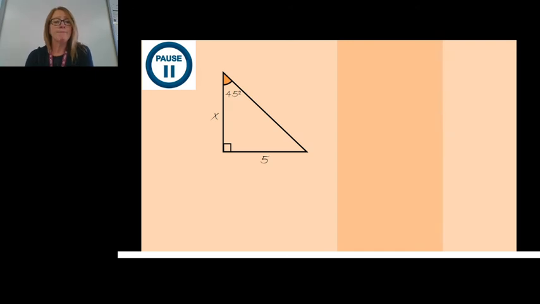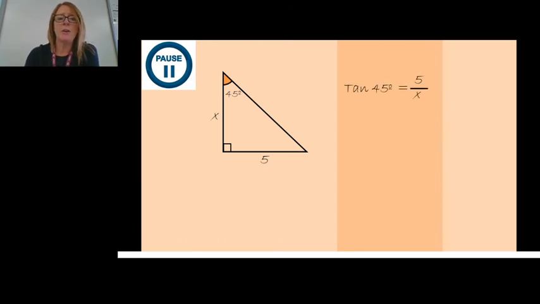Have a go at this question. Again, look at what information you have in the diagram. Okay, work out which bit of information you need to substitute in and solve for x.